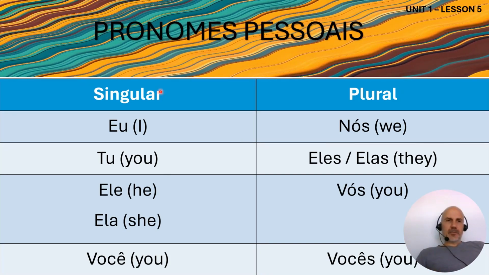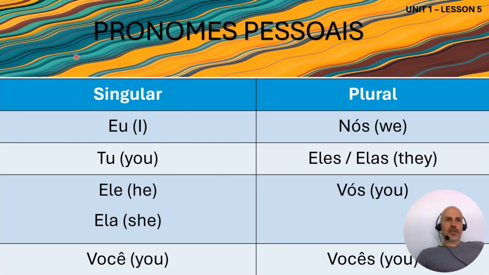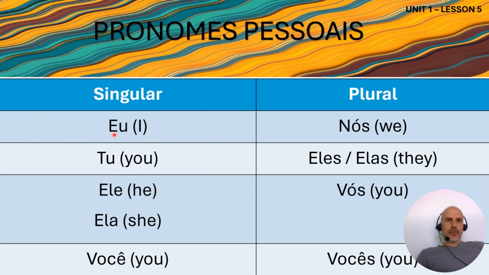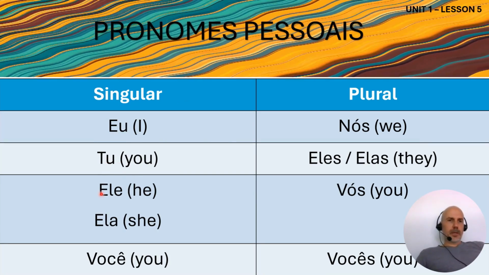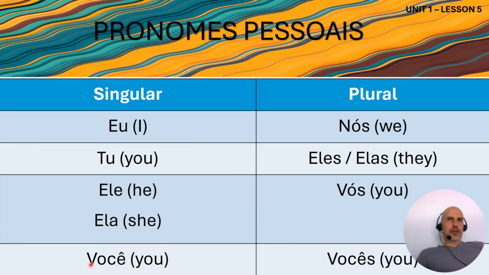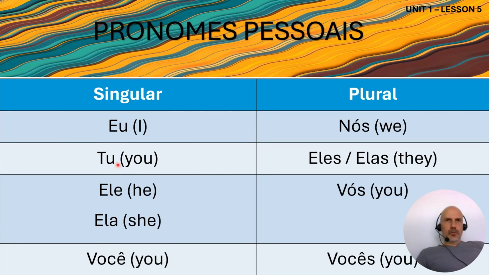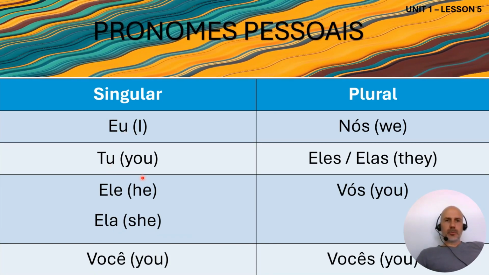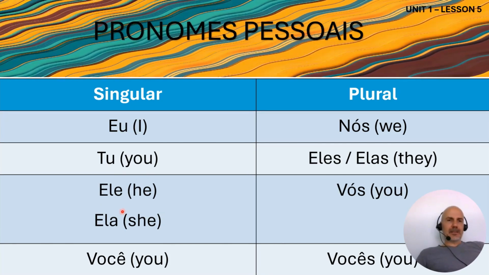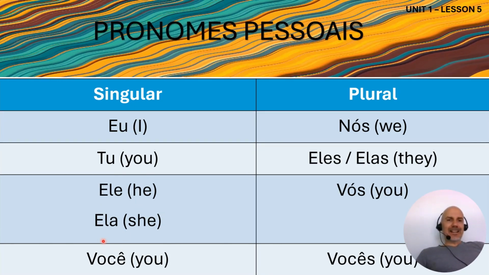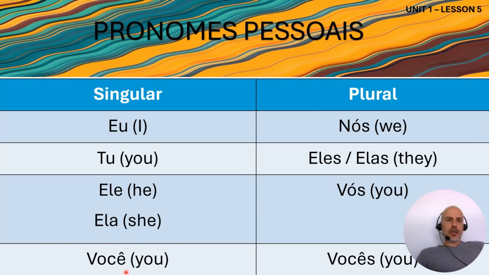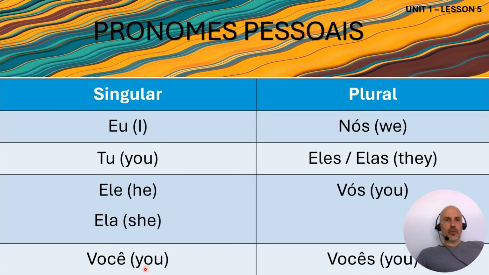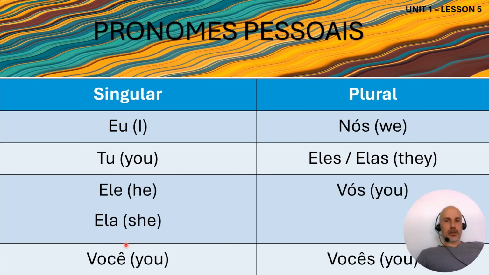So once again, we have singular and plural. Let's start with the singular. We have eu, tu, ele, ela, você. So again, eu means I, tu means you, ele means he, ela means she, and você means you. All of them are singular, okay?